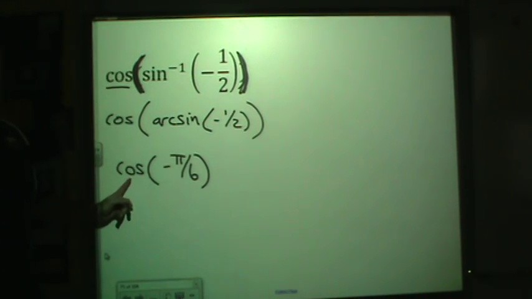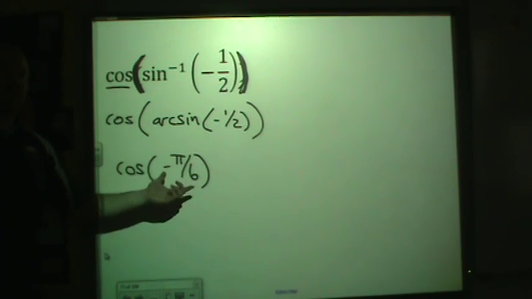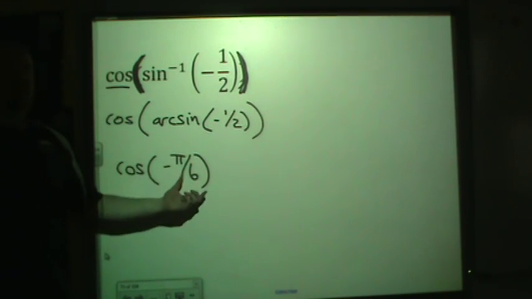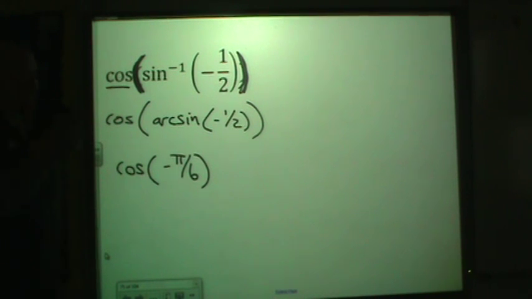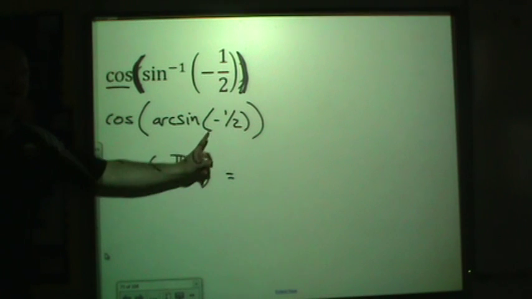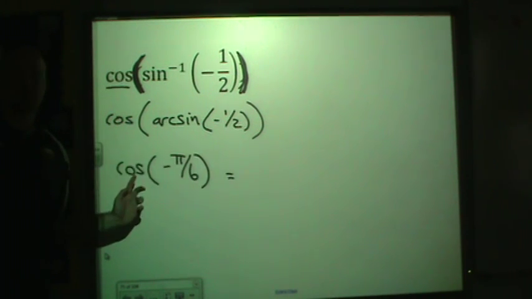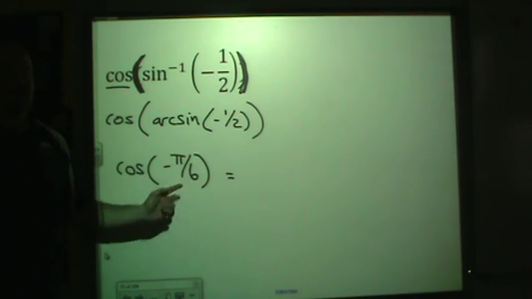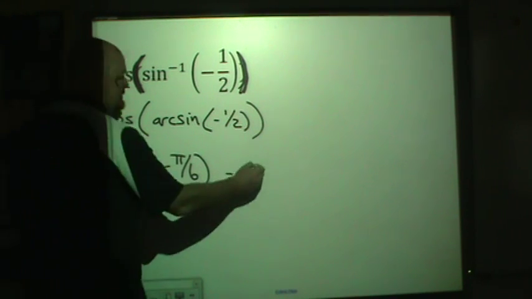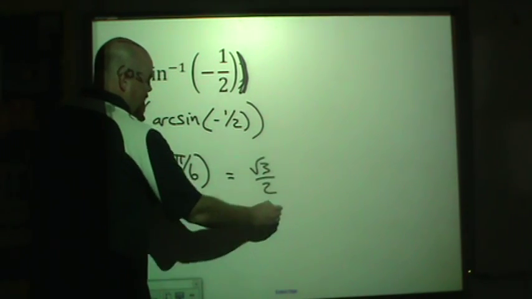Okay? So we have the cosine of negative pi over 6. We take cosines of angles, right? And when you want to evaluate the cosine of an angle, you look at the x-coordinate of the angle, right? So this is an angle. The output for a cosine function is the x-coordinate at negative pi over 6, which is radical 3 over 2.